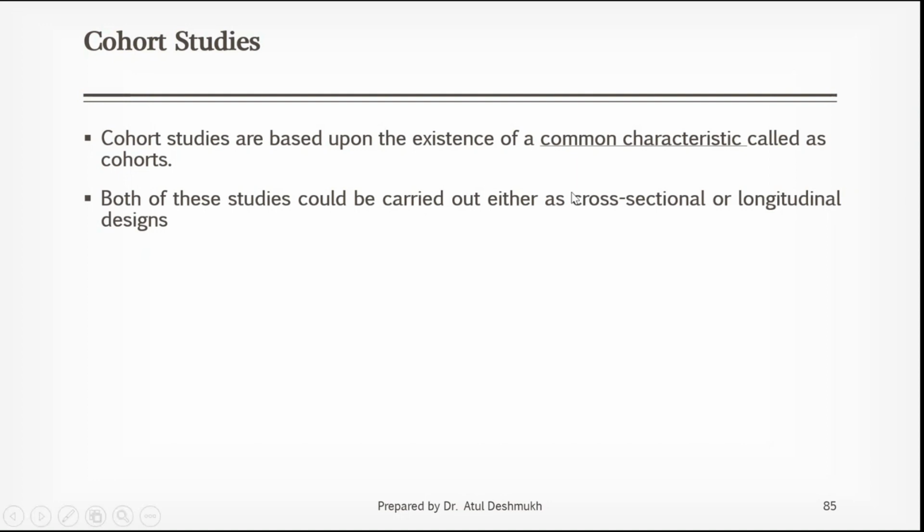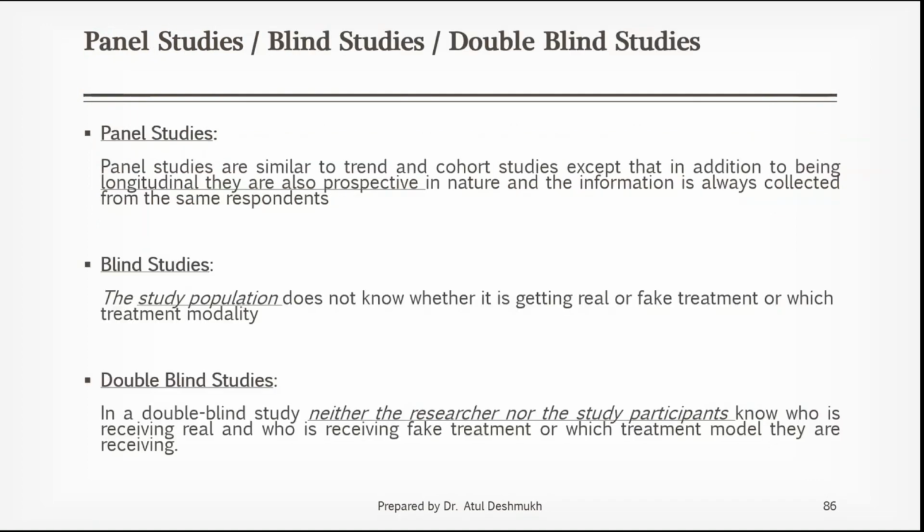Both of these study could be carried out either as cross-sectional or longitudinal. Basically, here what is important, the people or the common characteristics among the people, that is important. And whatever interventions you are doing, whatever findings you are collecting, whatever observations you are collecting from that particular group or period of time, or you are taking a cross-section. That is cohort study. Next is panel studies, blind studies, and double blind studies.